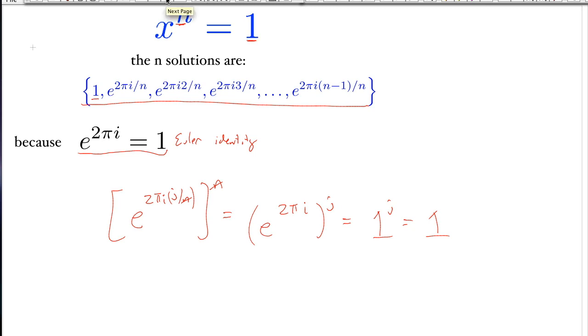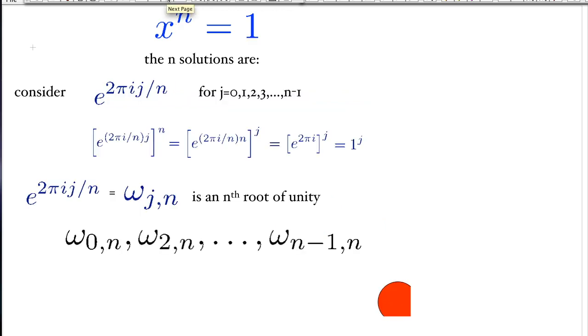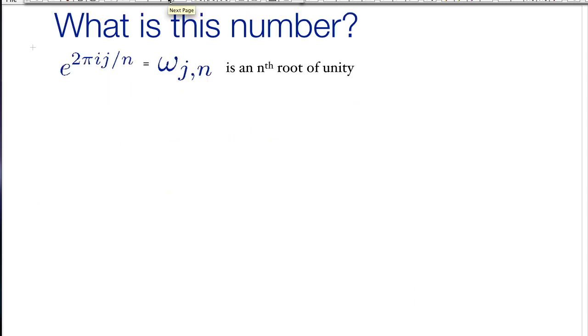Now that's not the property that I need to show you. The property I need to show you is that if I take any of these things, it will have the right number of square roots. It will have enough of them. Before I can do that, I want to get you comfortable with these numbers. I want to actually show you what they are.